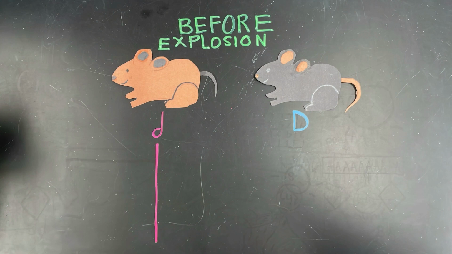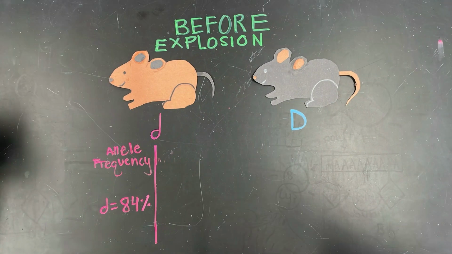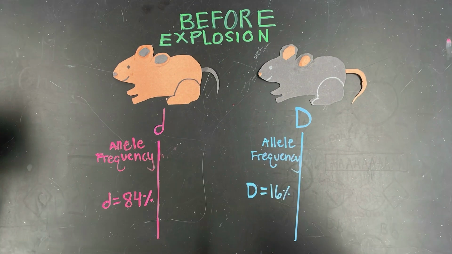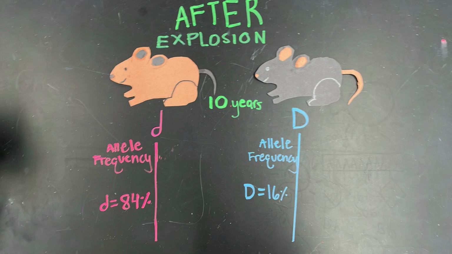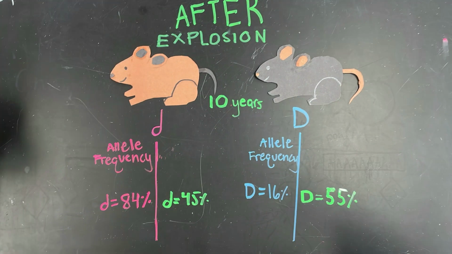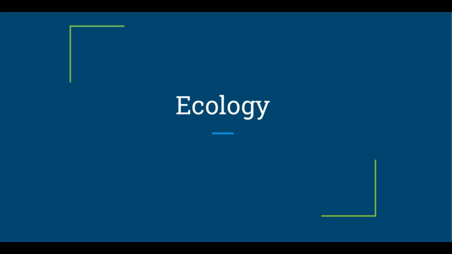Before the lava eruption, the recessive allele frequency was 84%, and the dominant allele frequency was 16%. 10 years after the eruption, the recessive allele frequency was 45%, and the dominant allele was 55%. Organisms can evolve over time to be best suited to their climate in a process called evolution, and ecology is the study of how these organisms relate to each other in an ecosystem, with hawks preying on mice.